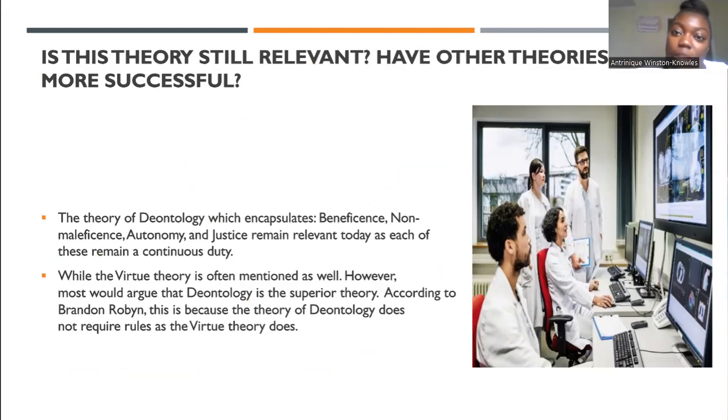Is this theory still relevant, and have other theories been more successful? According to Immanuel Kant, a German philosopher, deontology is an ethical approach centered on rules and professional duties. Kant's moral theory is based on his view of the human being as having the unique capacity for rationality. With that being said, the theory of deontology encapsulates beneficence, doing good; non-maleficence, to do no harm; autonomy, giving the patient the freedom to choose freely where they are able; and justice, ensuring fairness. This theory does remain relevant today as each of these is a continuous duty.